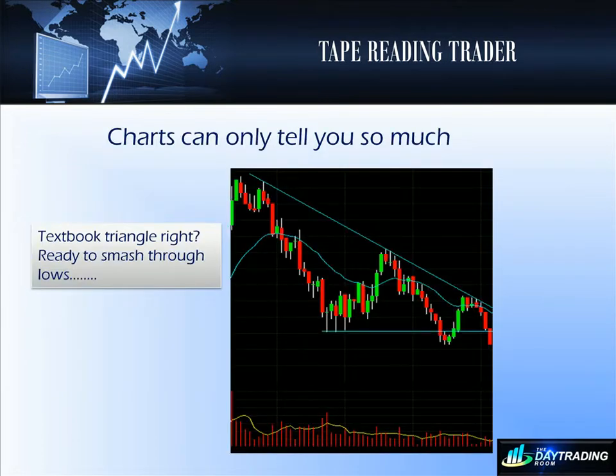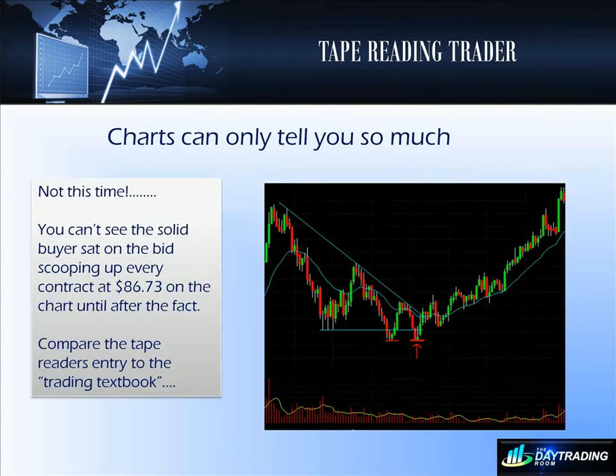This is a perfect example. You've got a chart here. It's a textbook triangle, right? Downtrend, you've drawn your line in on your downtrend, you've drawn your support there, and the textbook would say it's a triangle or a wedge pattern, and the next move is a break through lows, right? Not this time. You see, if you're not tape reading, you're not going to be able to see that solid buyer. In this example, he was sat on the bid, scooping up every single contract at $86.73, and you wouldn't see it on the chart until after the fact.